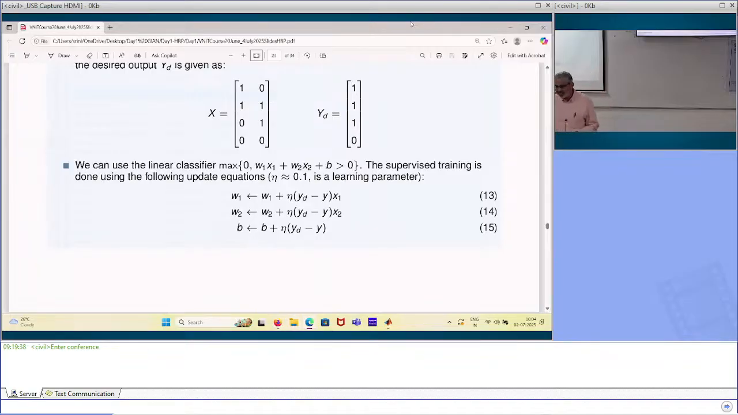Yes? Why machine learning? Okay. What do you remember about load flow? If somebody was to ask you now, what is load flow? What will you say?